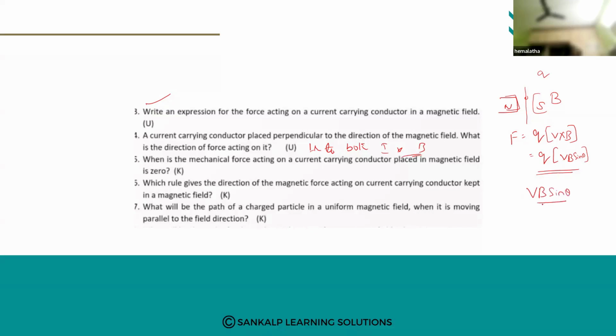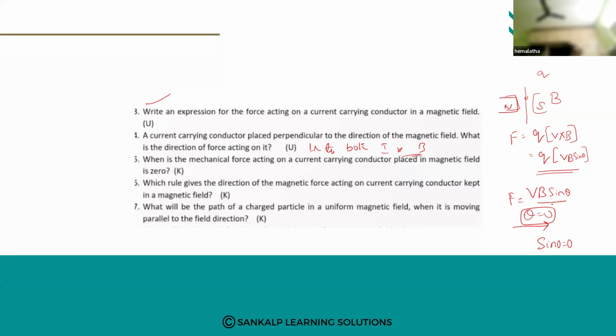When is the mechanical force 0? Theta is equal to how much? Sin 0 is 0. So whenever they are parallel, the force is 0, and when perpendicular it is maximum. Both are in the same direction, then sin 0 is 0. Whenever it is 0, the angle between them is 0, so they lie in the same direction.